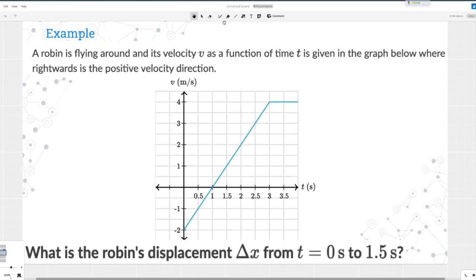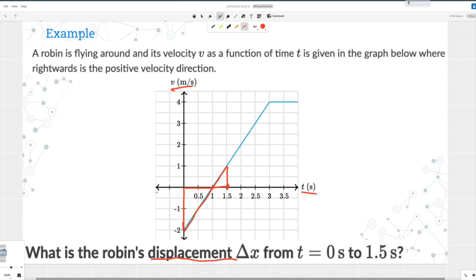Okay, another example. A robin is flying and we're given the velocity and time graph. What is the robin's displacement from 0 to 1.5? This is a little bit different because there's a negative portion here and a positive portion here, so we have to offset and consider that. We have to find the area of this and add it to the area of this. This area is going to be negative because it is below the x-axis, because we have to find the displacement.